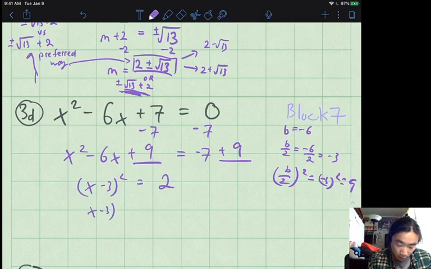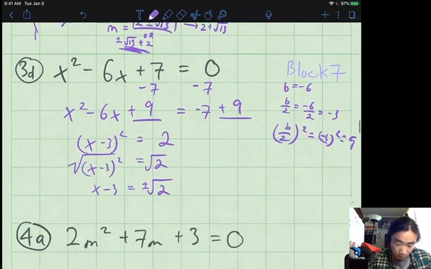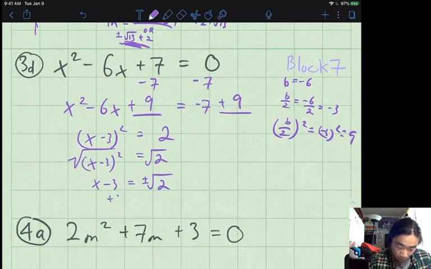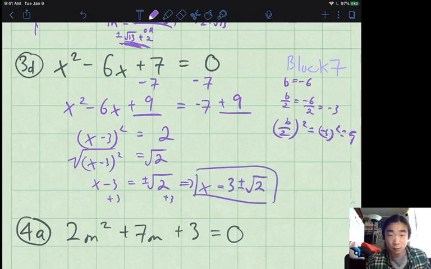Square root of both sides. X minus 3 equals plus or minus square root of 2. Plus 3 plus 3. Therefore, x is equal to 3 plus or minus square root of 2. So there's 2 answers hiding there.